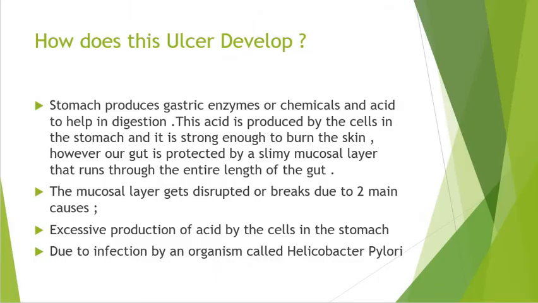So how does this ulcer develop? The stomach produces gastric enzymes or chemicals and acid. This helps in digestion. This acid is produced by the cells in the stomach and it's strong enough to burn the skin. However, our gut is protected by a slimy mucosal layer that runs throughout the entire length of the gut. The mucosal layer gets disrupted or it breaks due to two main reasons. One is excessive production of acid by the cells in the stomach, and two is due to infection by an organism called Helicobacter pylori.